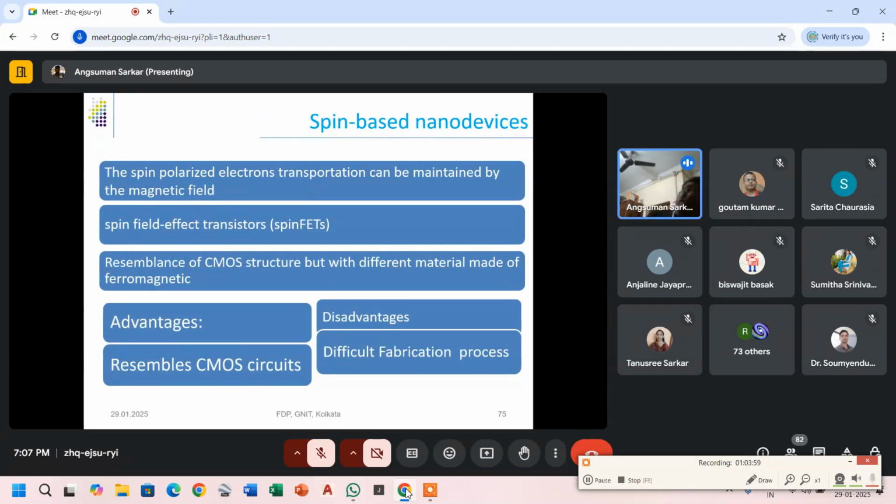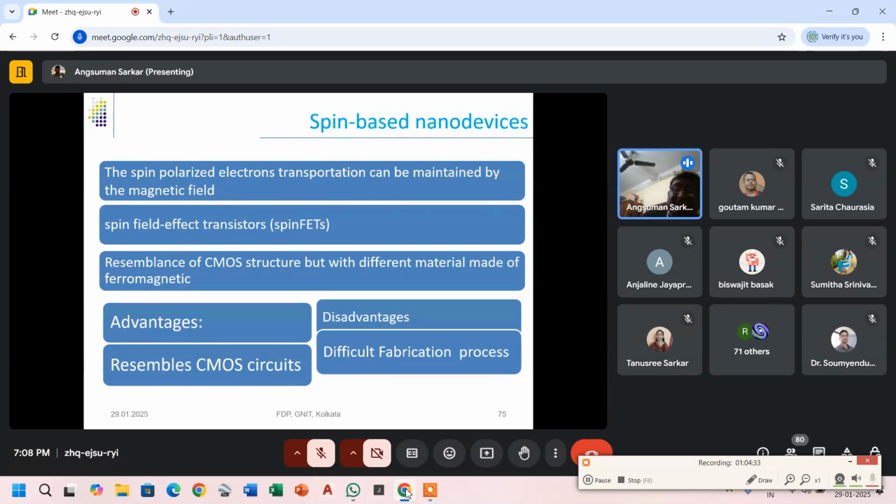Spin-based nano devices are very attractive, and they have attracted a lot of researchers around the world. So, the spin field effect transistor, or spin FET. The spin polarized electron transportation can be maintained by the magnetic field. So using the magnetic field, we are trying to control the spin polarized electron transportation. The advantage is that it resembles a CMOS circuit, so the circuit structure and circuit technology are the same as CMOS.